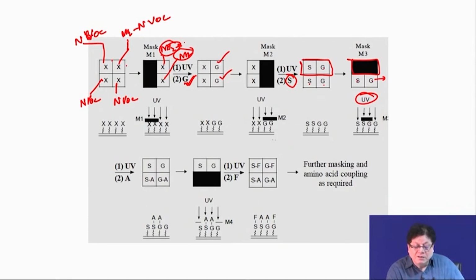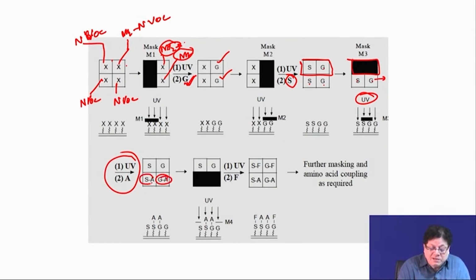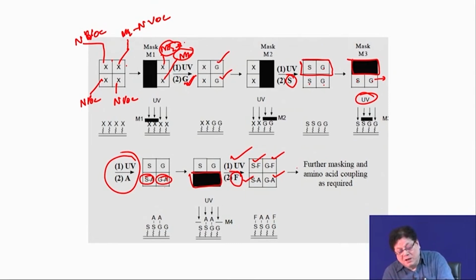Now, you add the third component. Okay. Third component is here. You add the third component, suppose that is A. So, you have a GA molecule, you have a SA molecule which are linked on the surface of the glass plate. The next step is you cover this part where SA and GA are produced, and then you add the AF, first UV and then add the AF. So, you have SF, GF, SA, GA. So, you keep on doing this, you mask this part, now you shine the light.